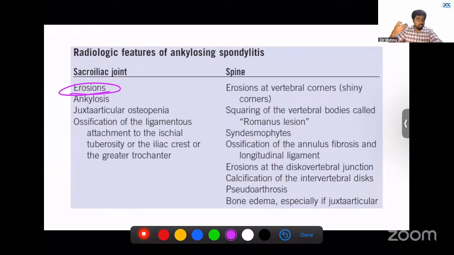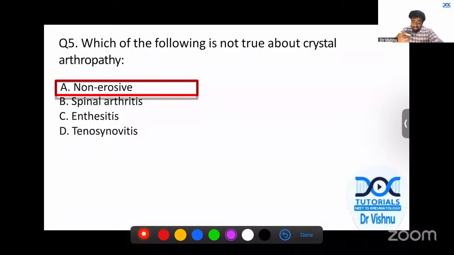So erosions obviously will be there. Juxta-articular osteopenia, ankylosis can occur. You obviously remember the modified New York criteria. There are 4 stages for this sacroiliitis. Initially, there is just blurring of the joint margin. Second, there is erosion, sclerosis. Third, there is pseudo widening of the joint space. All of that we discussed, right? So there also we remember that erosions are happening at the joint margin. So erosions definitely do happen in your spondyloarthropathy.